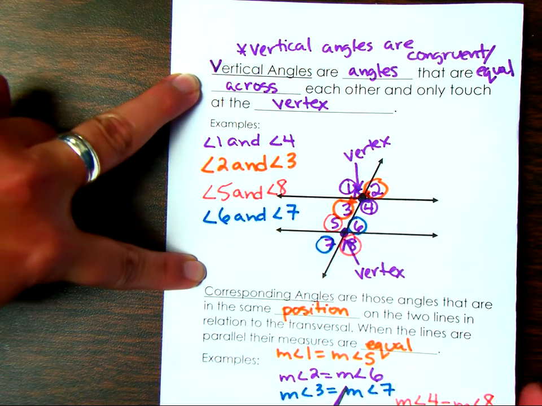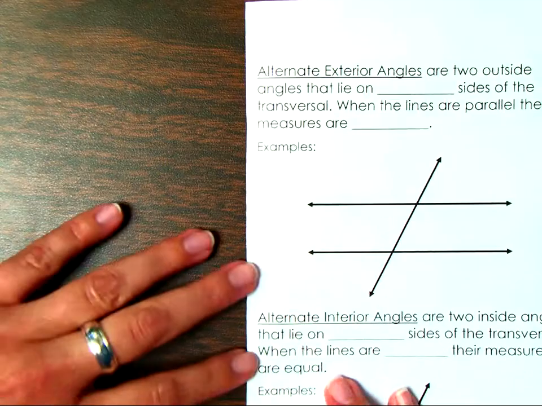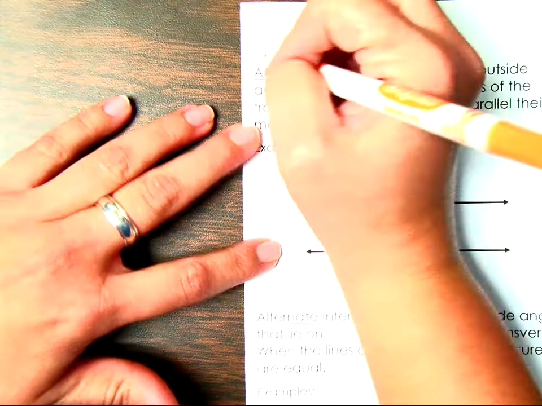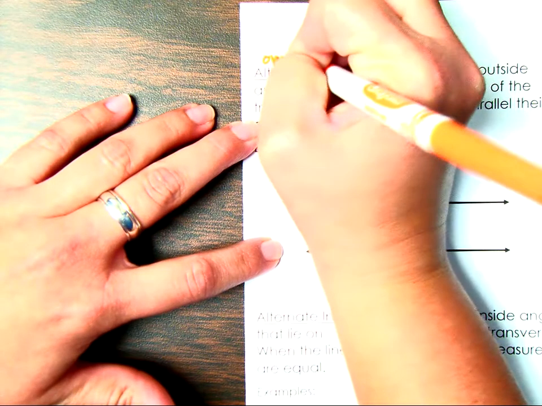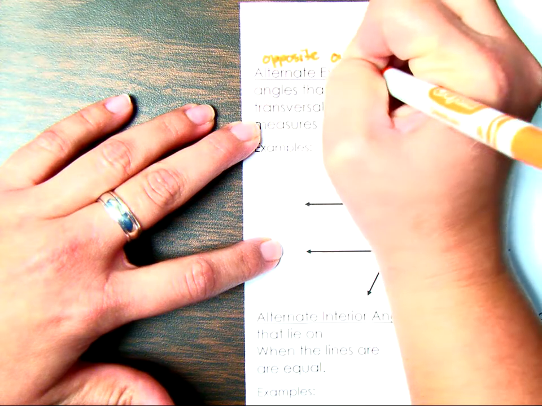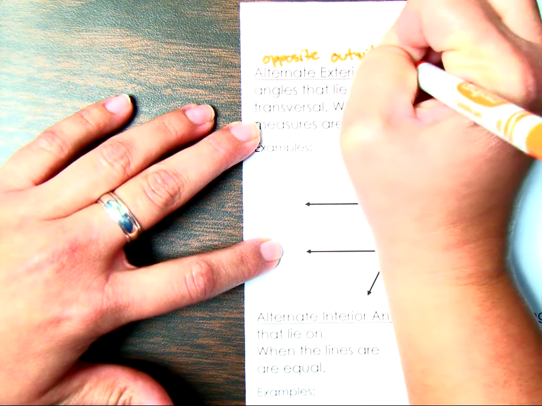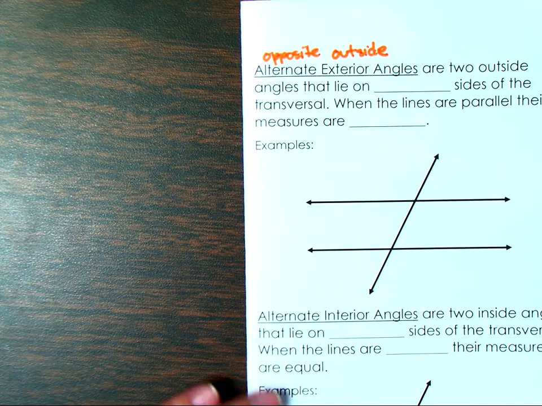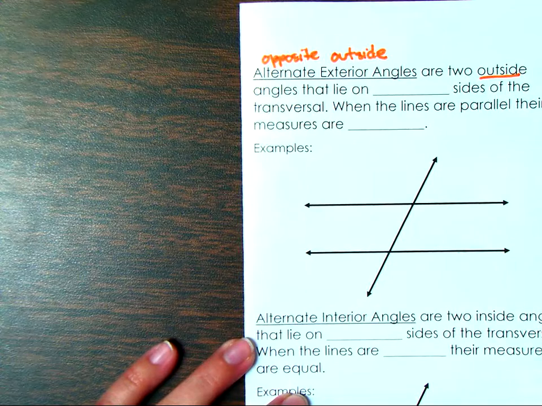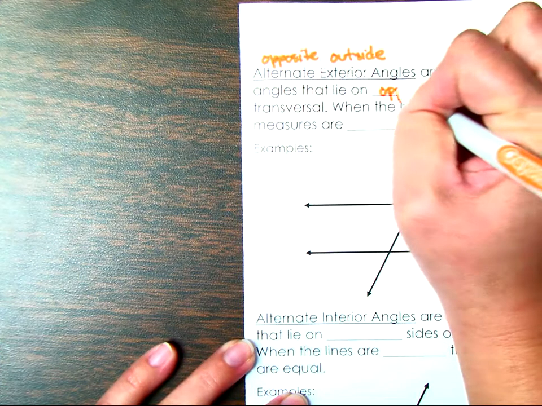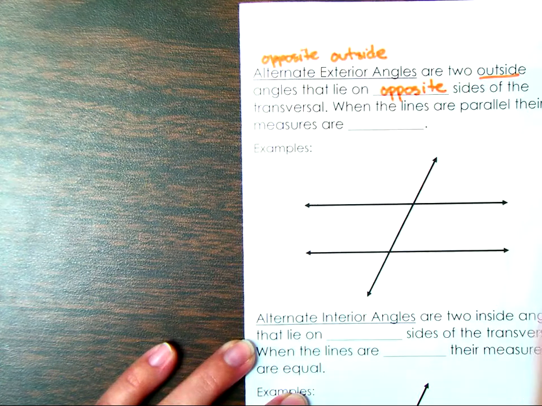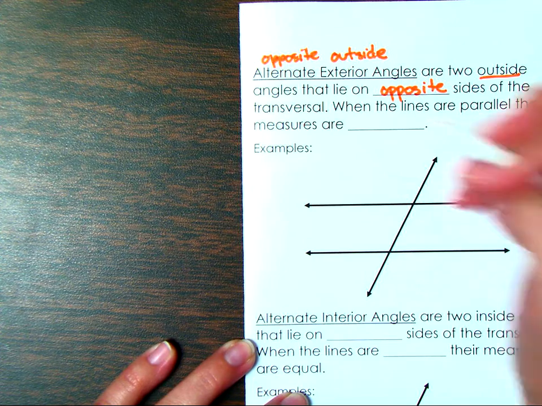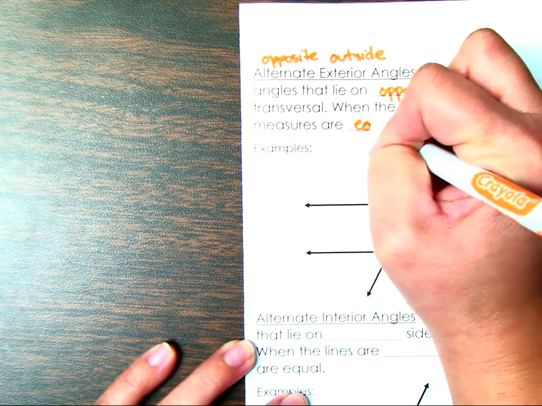We have 3 more. So alternate exterior. Alternate, if you think about it, means the opposite. Exterior means outside. Okay? So if you have alternate exterior angles, they're the 2 outside angles that lie on the opposite sides of the transversal. When these lines are parallel, their measures are equal or congruent.